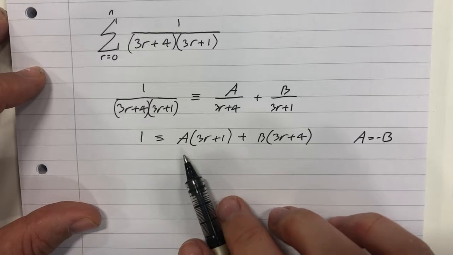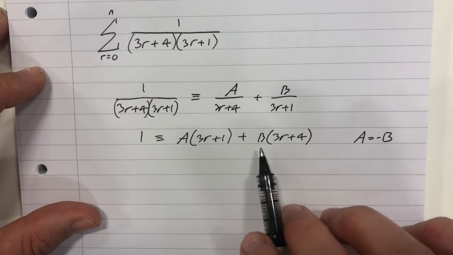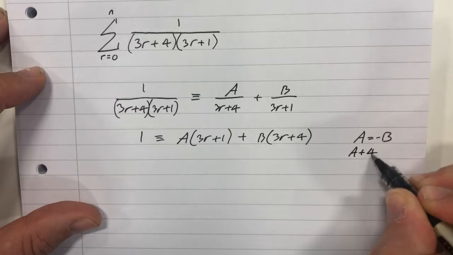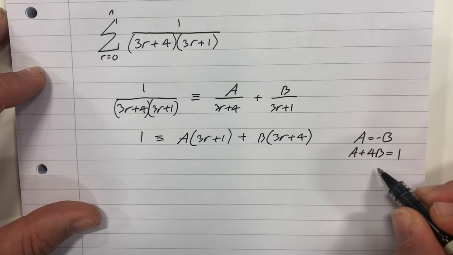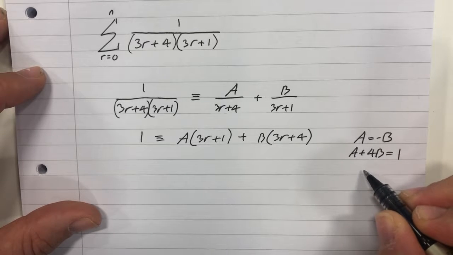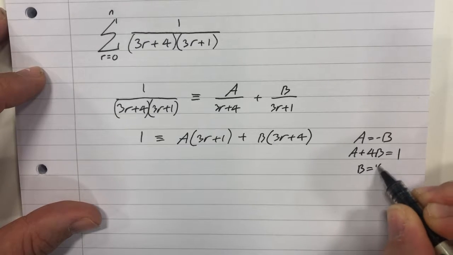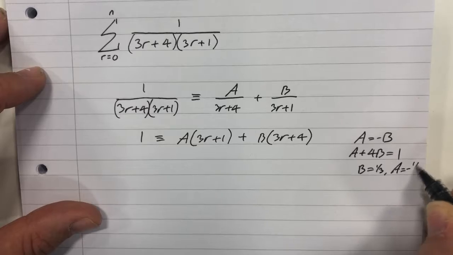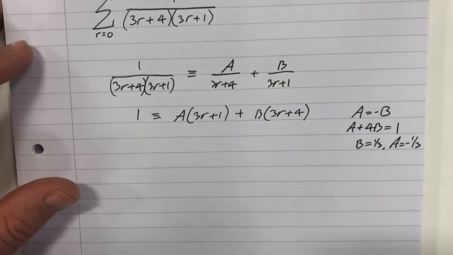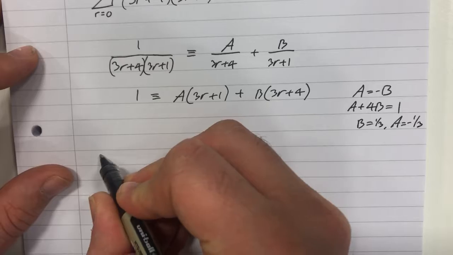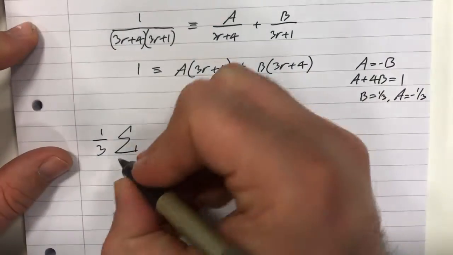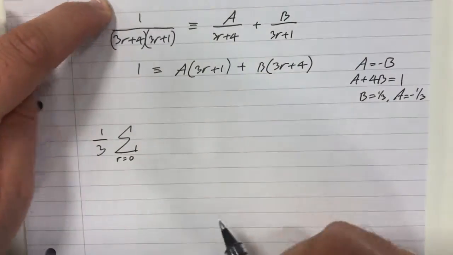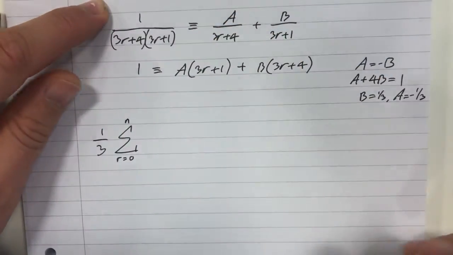Looking at the constants, I'll get a plus 4b must equal 1. So therefore b equals a third, and a must equal minus a third. There we go. So therefore the sum, I'm just going to take the third out because I don't need it kicking around, it's going to get in my way. It goes from r is 0 this time, not r is 1. Just make sure you are paying attention to what the question is asking.